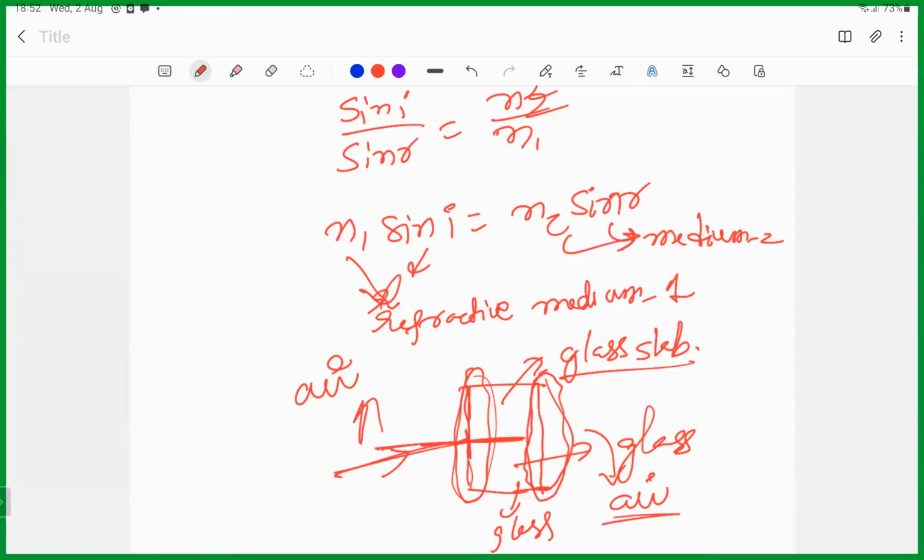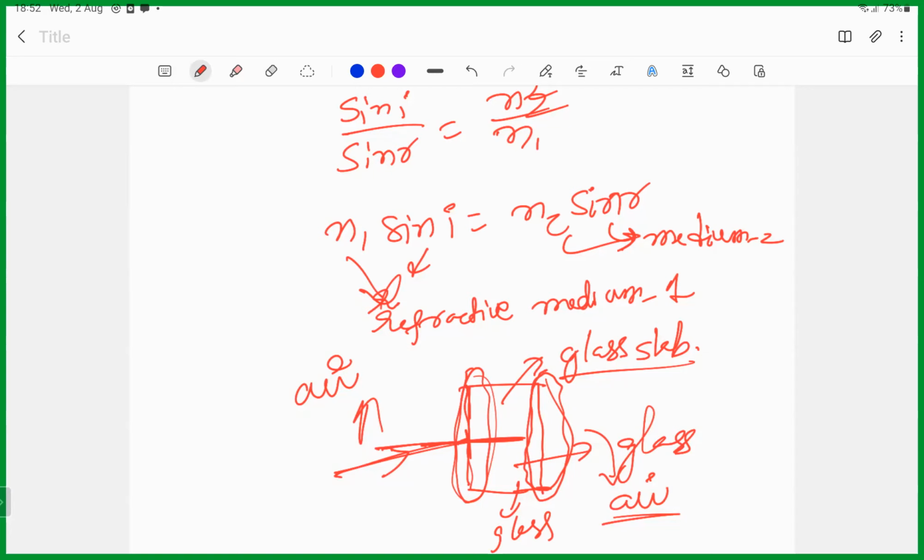So here, let v1 be the speed of light in medium 1 and v2 the speed of light in medium 2. The refractive index of medium 2 with respect to medium 1 is given by the ratio of the speed of light in medium 1 to the speed of light in medium 2, which is equal to n21. So n21 means the refractive index of medium 2 with respect to medium 1.